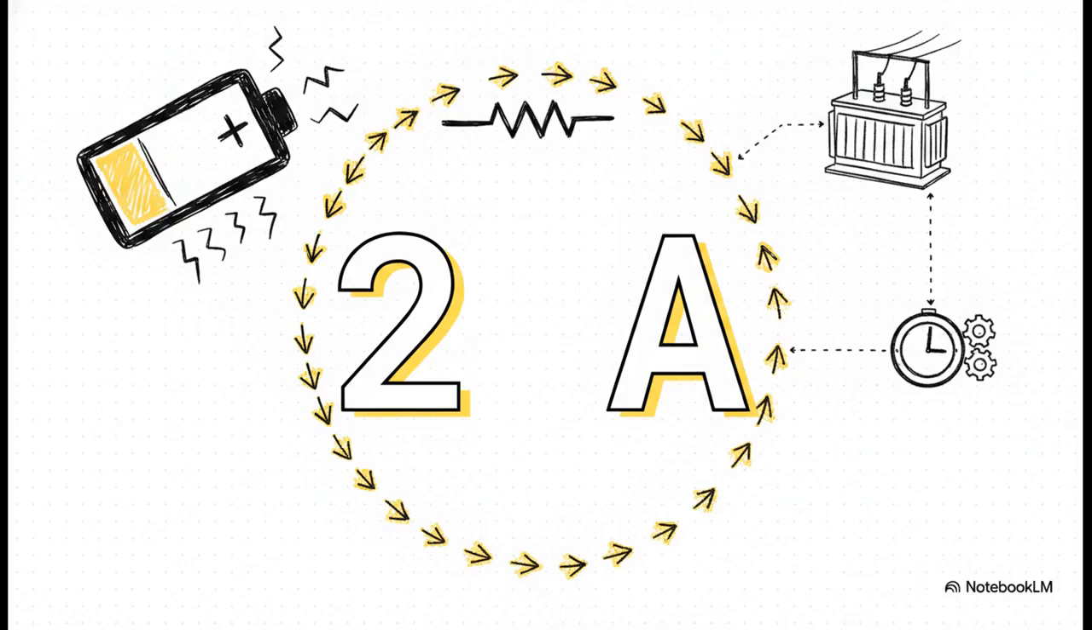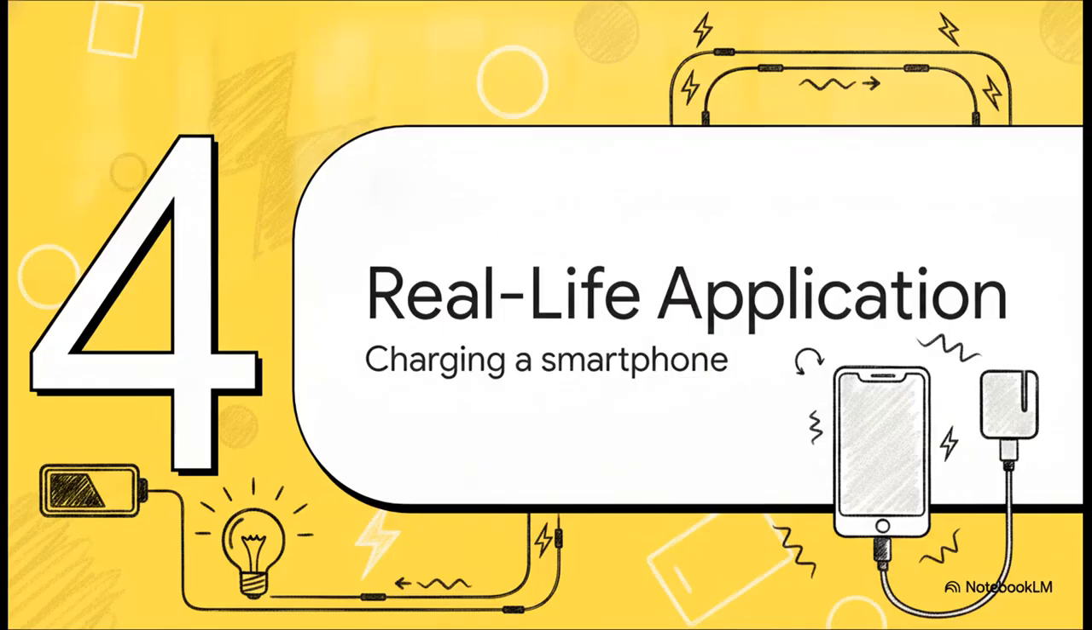With a 12-volt push fighting a 6-ohm restriction, you're going to get 2 amperes of current flowing through that closed circuit. And this math is universal. It applies whether you're looking at a tiny hearing aid battery or a massive city power grid. Let's bring this into the real world with Section 4, real-life application, charging your smartphone.